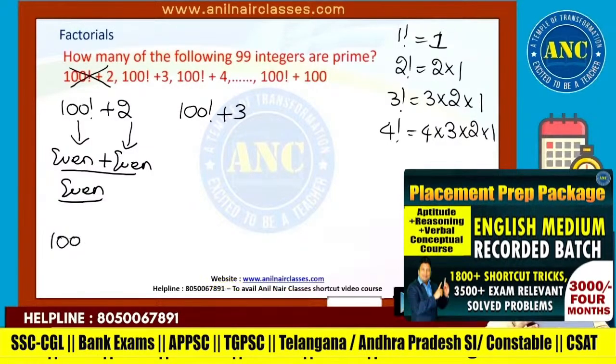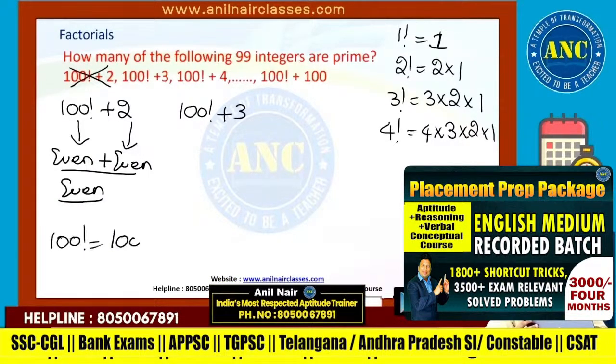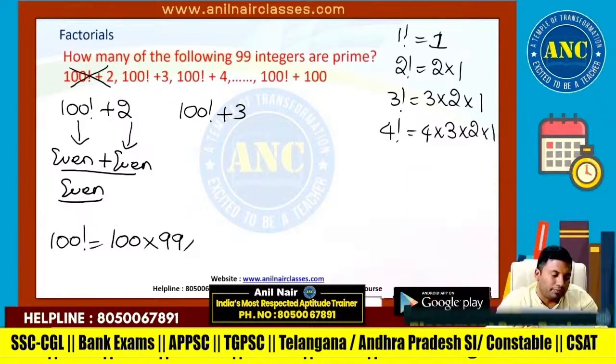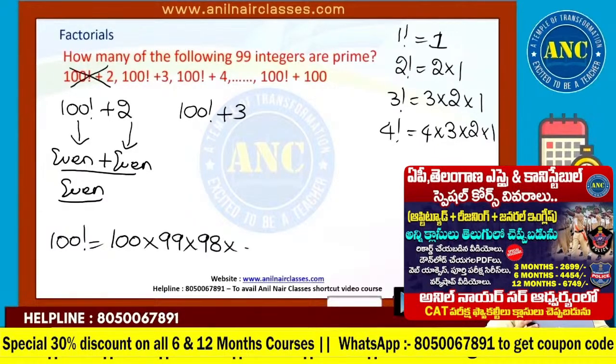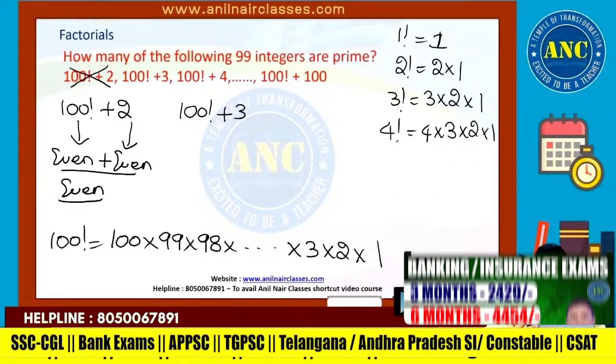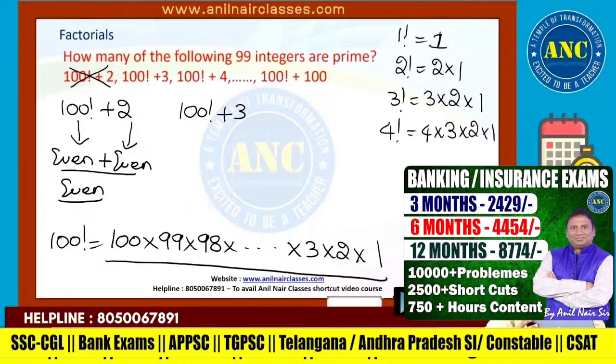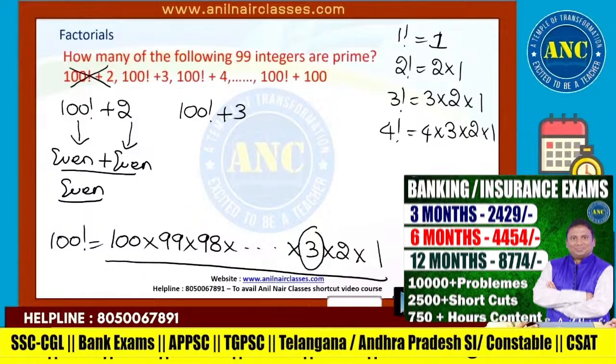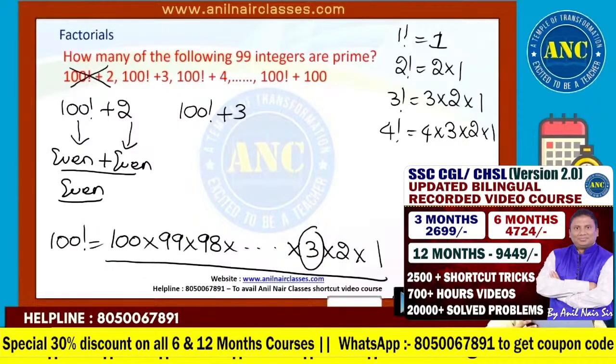100 factorial plus 3. 100 factorial is nothing but 100 into 99 into 98 and so on up to 3 into 2 into 1. If you observe, 100 factorial contains 3. Plus 3. 100 factorial is divisible by 3. 3 is divisible by 3.